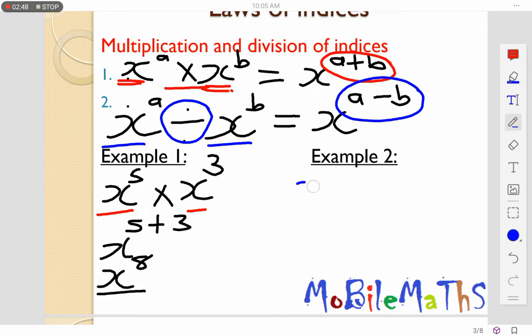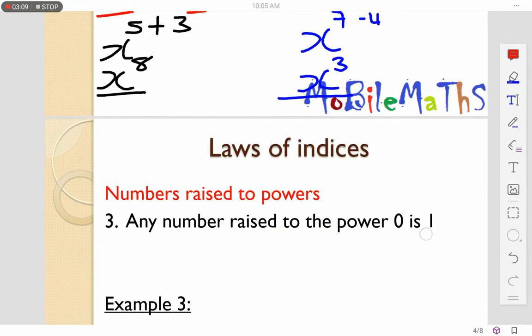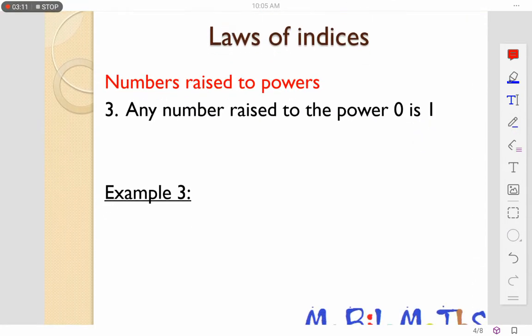Let's have an example. x to the power of 7 divided by x to the power of 4. So we simply do the same. They've got the same base, x. So we simply say x to the power of 7 minus 4. What do we get? We get x to the power of 3. That's our solution there. Okay, let's look at another law of indices.